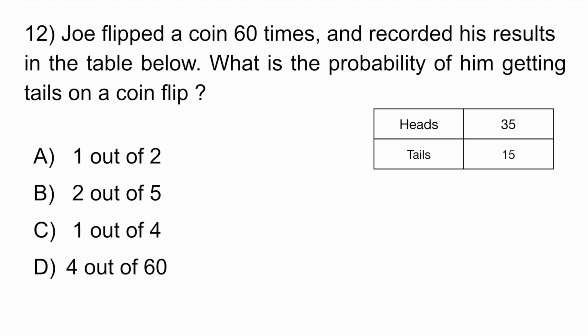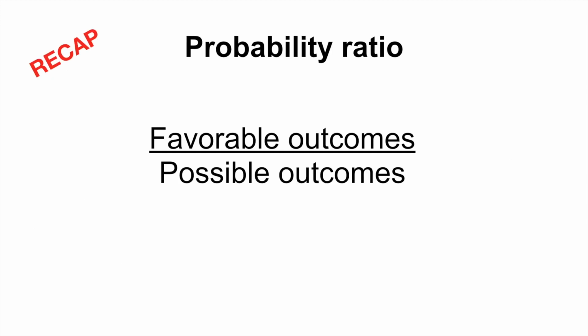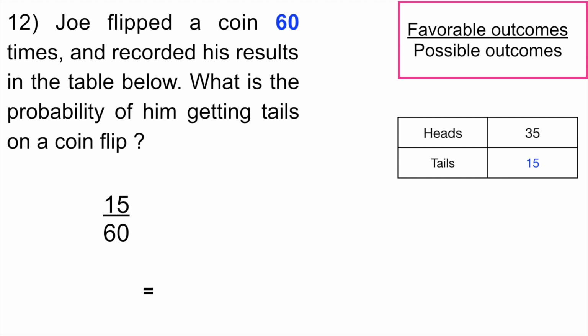All right, so the first thing that you have to remember is this rule of probability, or a probability ratio. How do you find it? Well, you divide the number of favorable outcomes, or what the question is asking you, by the total number of possible outcomes. So if we look back at the question, the total number of possible outcomes is here. It's 60. So that would be going here in the bottom of your fraction.